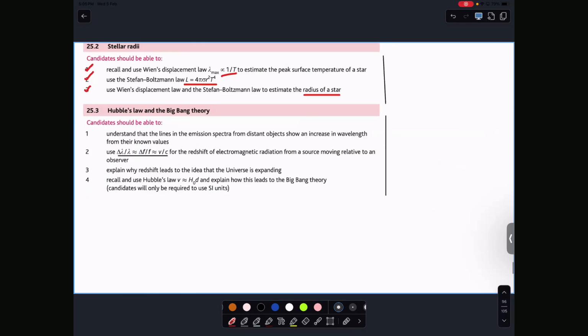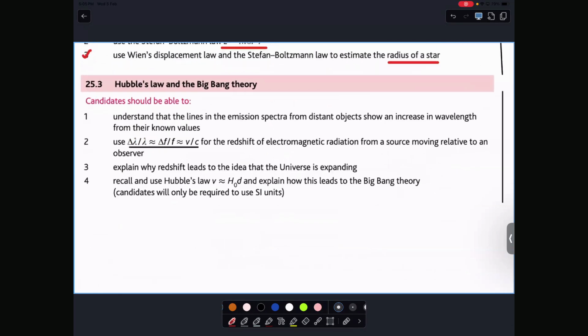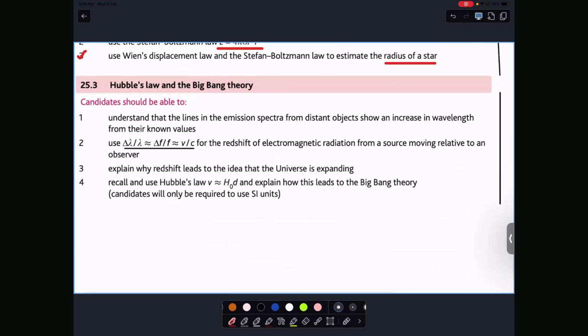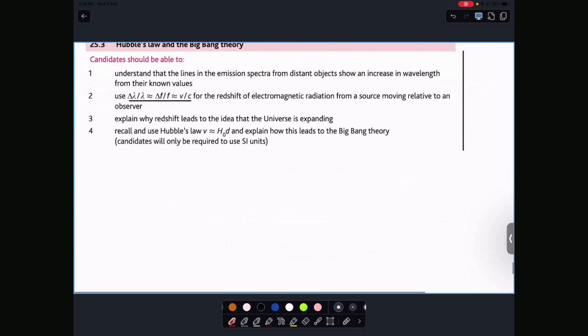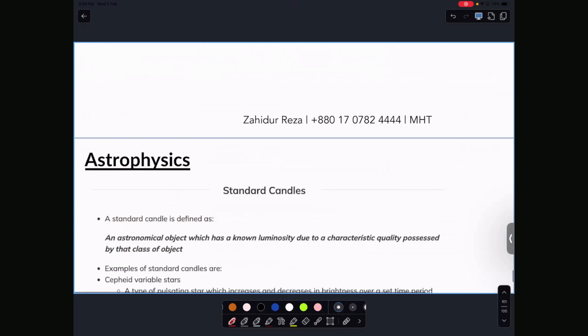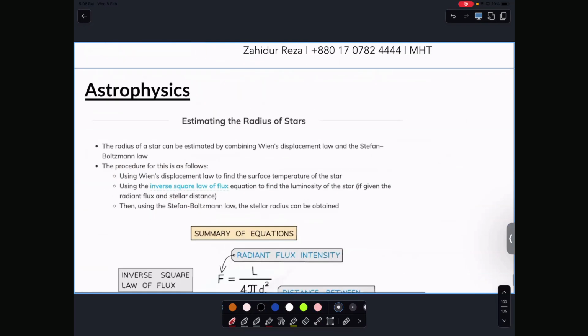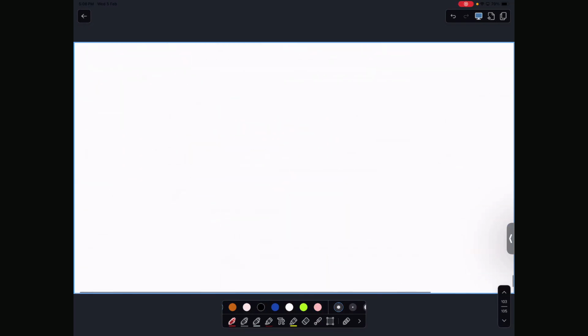The last thing that we have right now is Hubble's law and the Big Bang theory. You tell me this. Okay, I won't say anything, because you have this in your O levels. I want to see how far you remember. So what is the Big Bang theory? Point of single surface. Redshift.